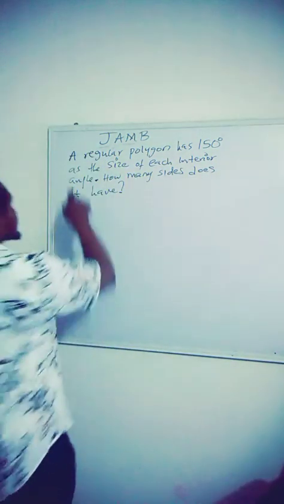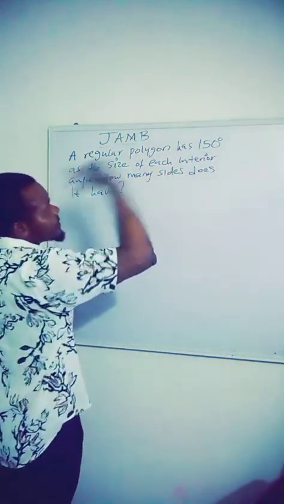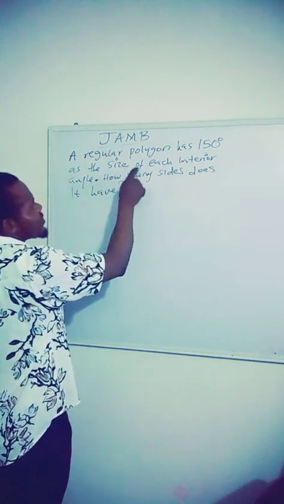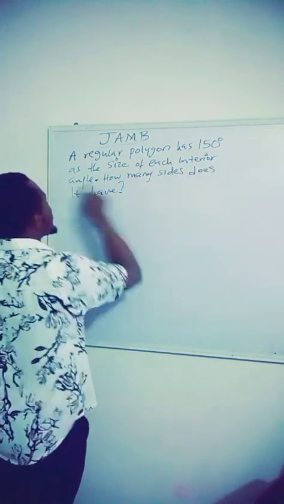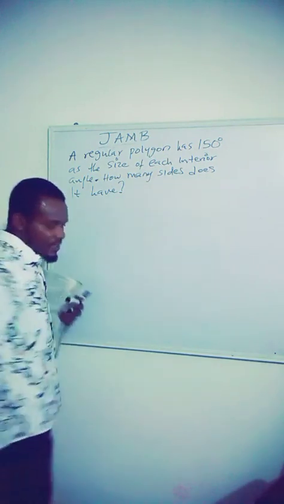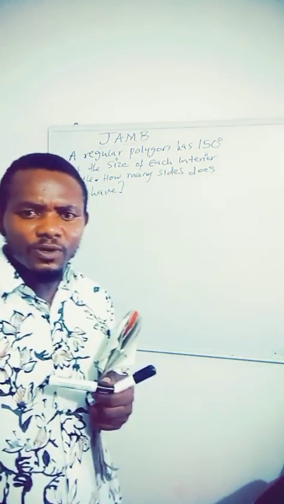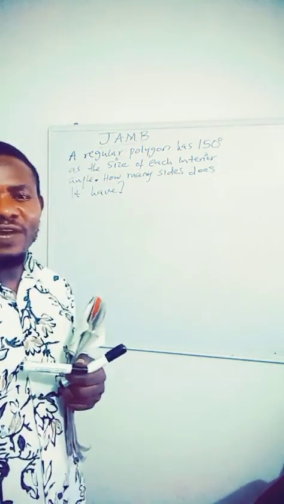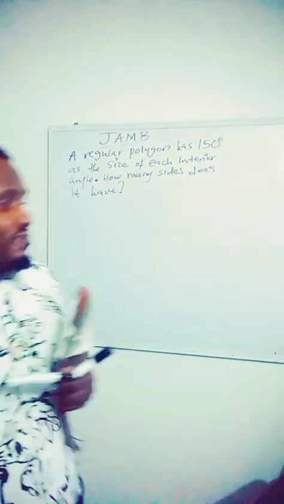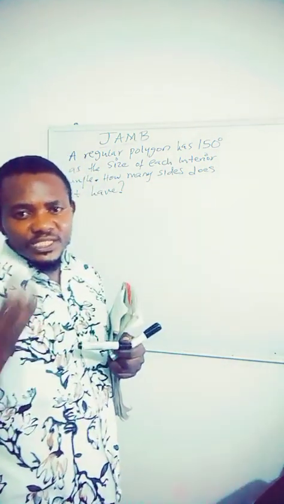Let's go. So a regular polygon has 150 degrees as the size of each interior angle. How many sides does it have? If a polygon has 12 angles, the number of sides it's going to have is 12. If a polygon has 6 angles, the number of sides that it's going to have is 6.